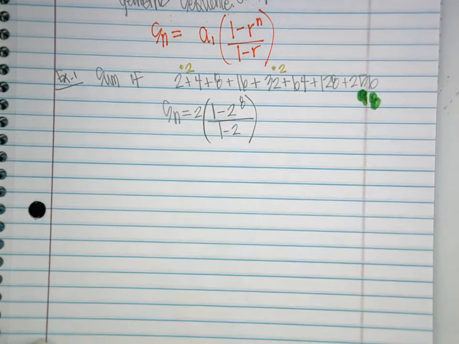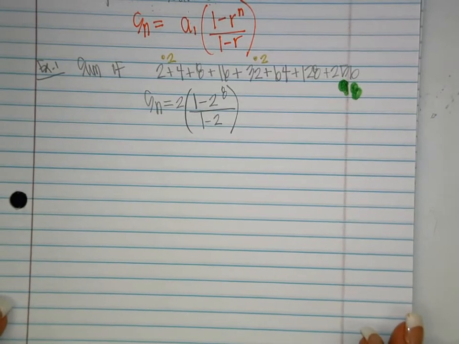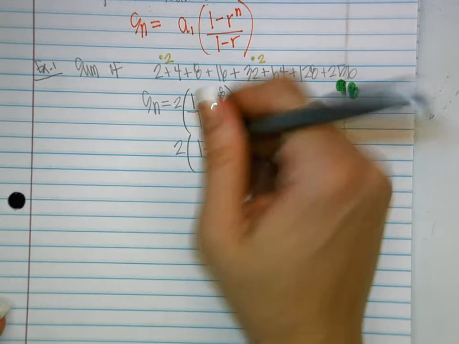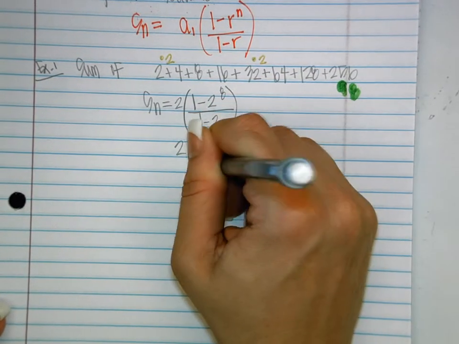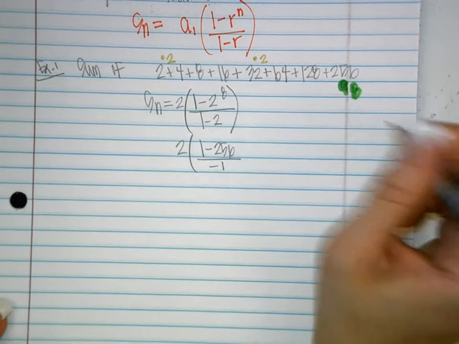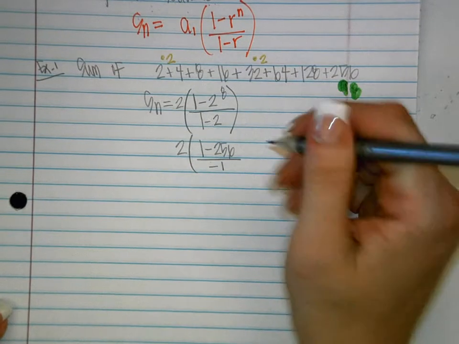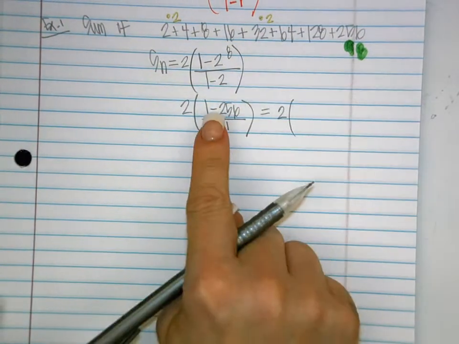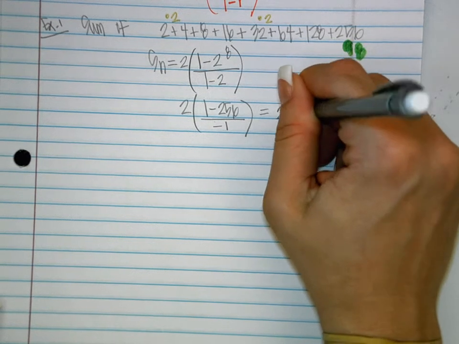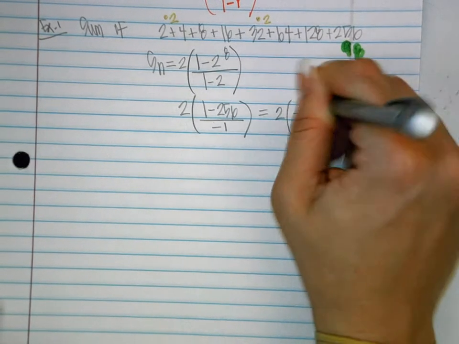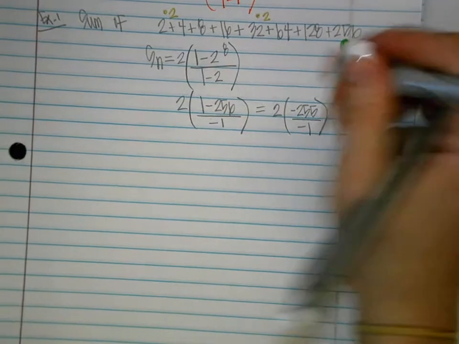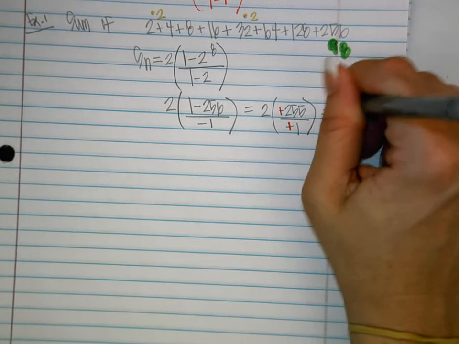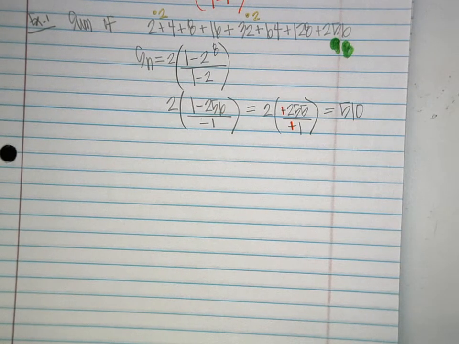Yes, you actually have to work this out, which is why you get to use a calculator. So 2 times 1 minus 2 to the 8th power, if you do this on your calculator, is 256, over 1 minus 2, which is just negative 1. It is important that you keep the negative there. If we work this out a little bit more, that's going to give you 2 times 1 minus 256 is negative 255, over negative 1. What happens when you have two negatives together? It turns positive. So really, this is 2 times 255. If you multiply it together, 510 is the answer that we're looking for.